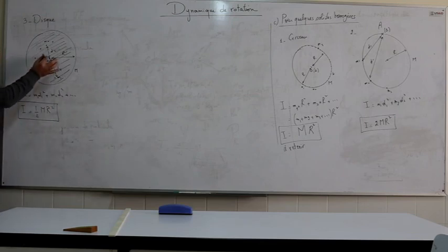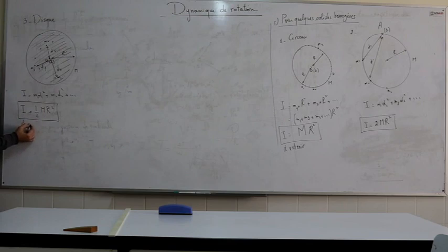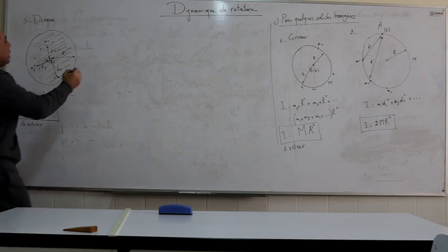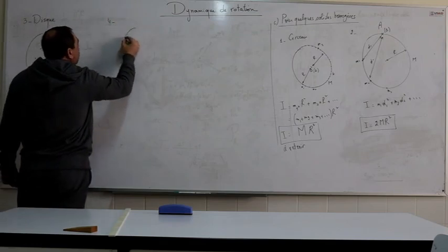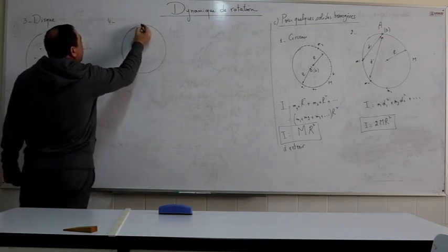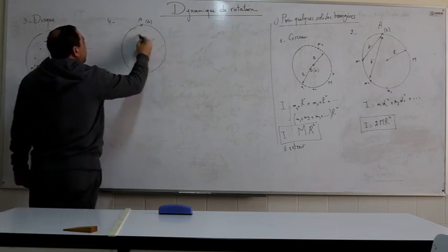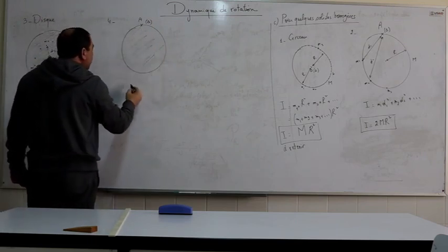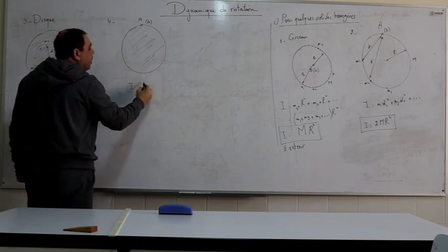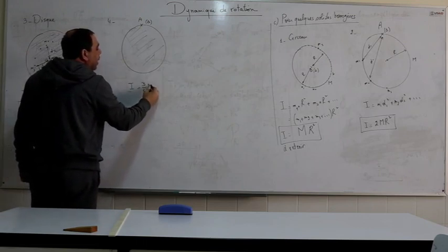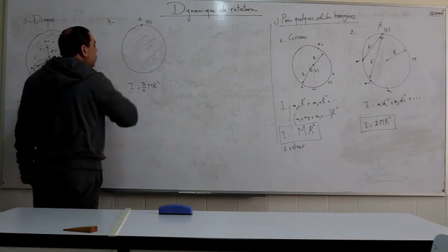This is the moment of inertia of a homogeneous disk whose axis of rotation passes through O and is normal to the disk. This formula is also to be memorized. What if we change the axis of rotation so that it passes through a point A? After some calculation, I equals 3 over 2 m r squared.